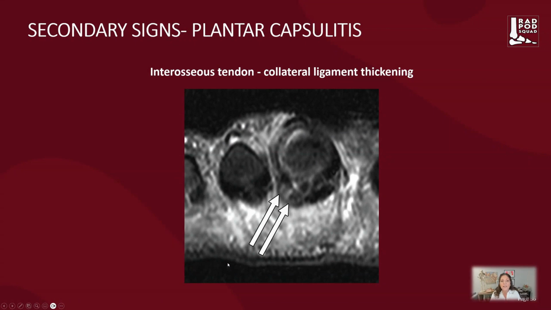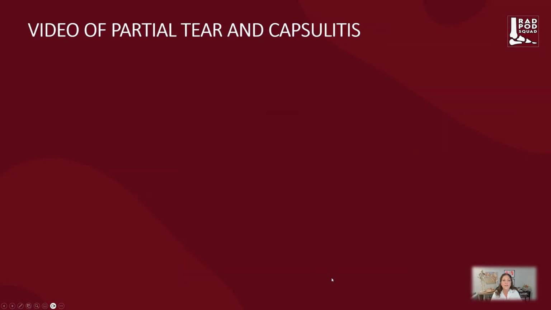Secondary signs include plantar capsulitis seen here. Looking at the interosseous tendon thickening seen here, that collateral ligament tendon thickening is demonstrating plantar capsulitis, that this patient is experiencing a pathology consistent with a partial tear of the plantar plate with plantar capsulitis and interosseous tendon thickening. Let's take a look at a video of a partial tear with capsulitis.